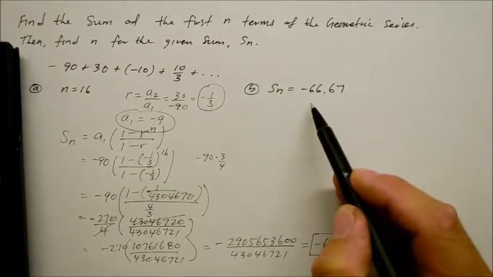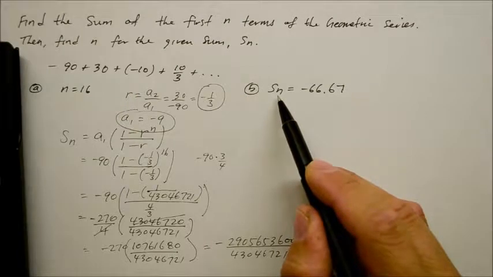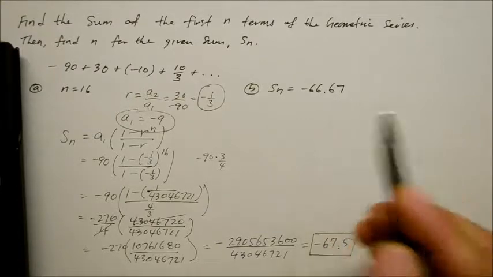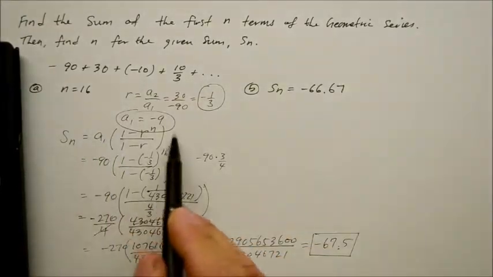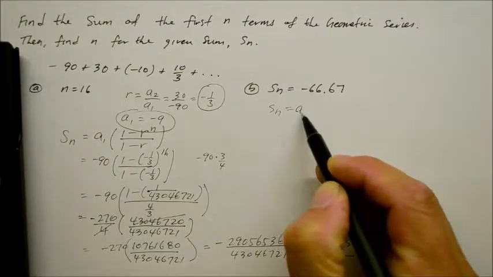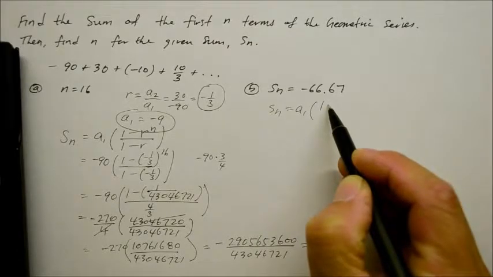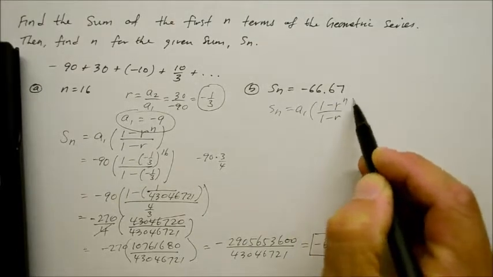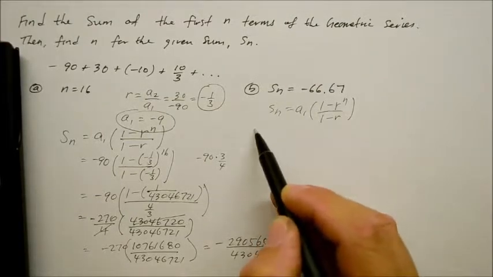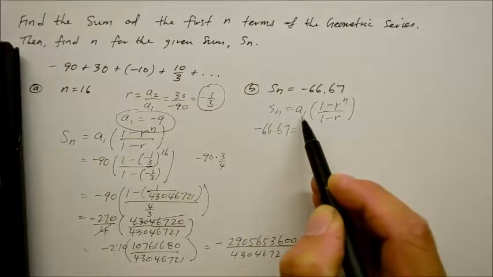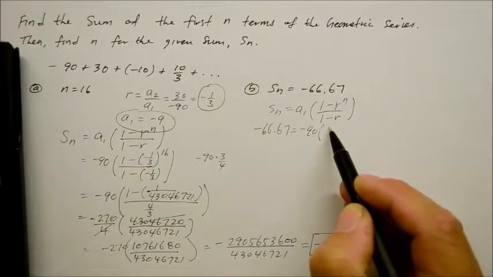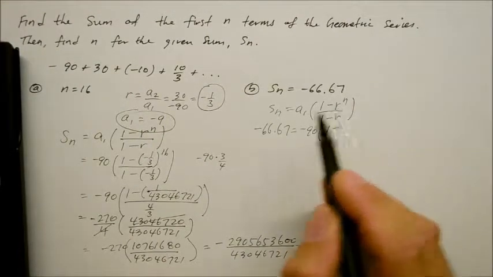Now the question on part B is, where in the series of these numbers will you find the sum of negative 66.67? To find out, we're going to use the same finite geometric series formula. S sub n is equal to a sub 1 times 1 minus r to the nth power over 1 minus r. And we're going to fill in the information we have. First of all, S sub n is given as negative 66.67. The first number of the series, a sub 1, is given as negative 90, times 1 minus r, the common ratio, which we said was negative 1/3.